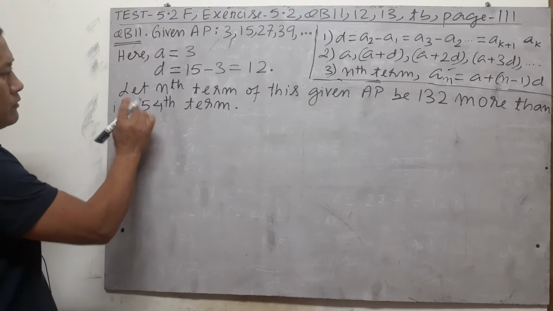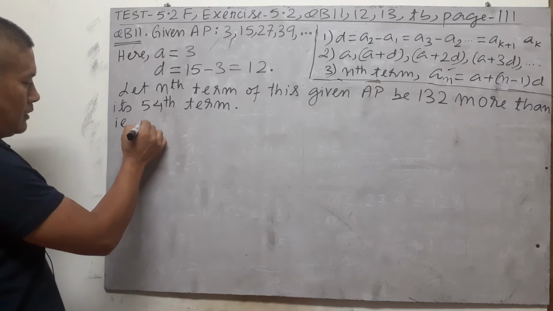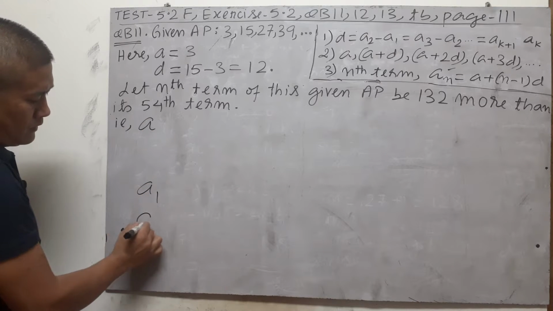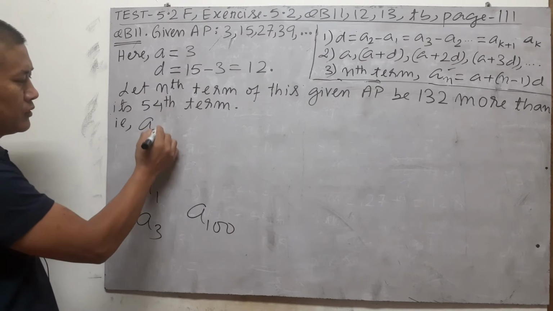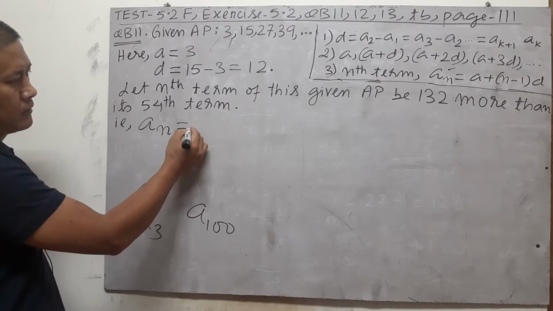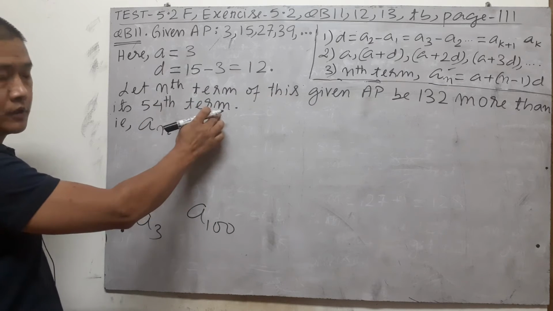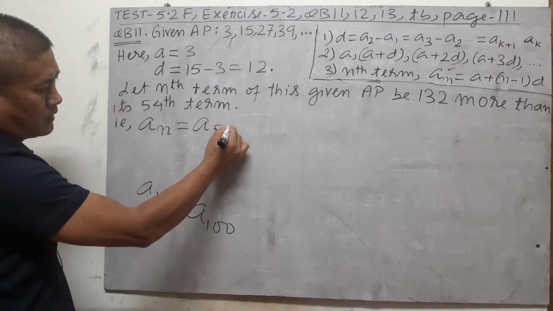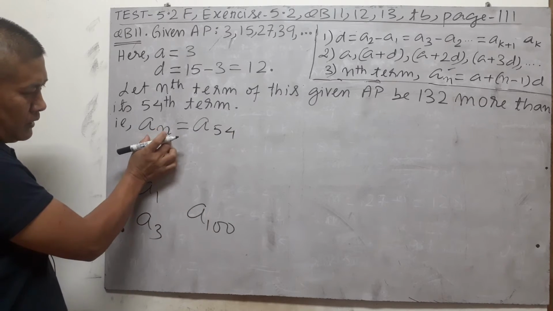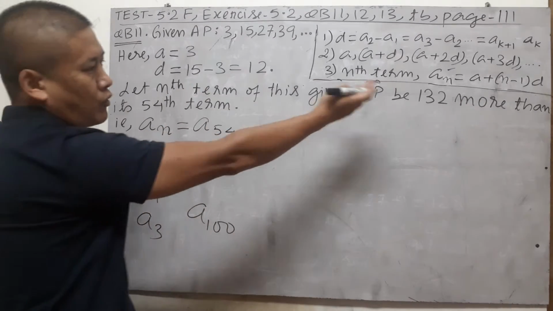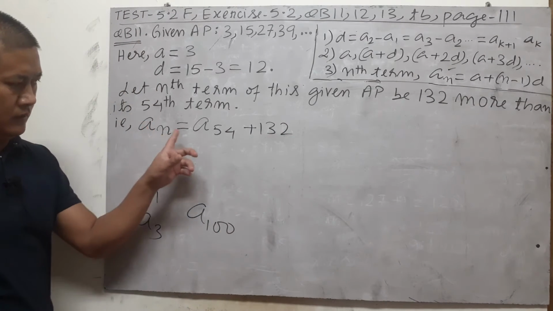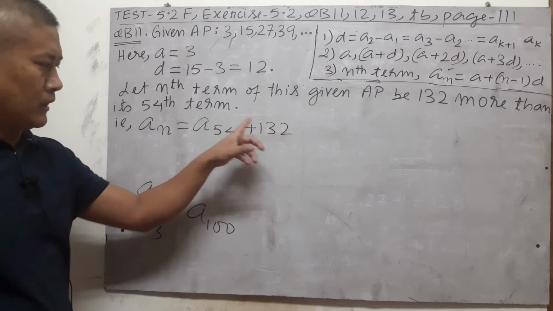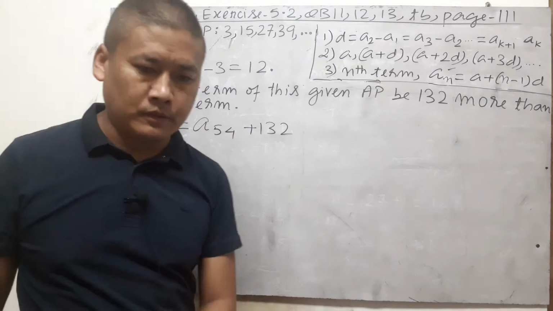In other words, this question statement is saying the first term is A1, third term is A3, 100th term is A100. So nth term will be AN, is 132 more than the 54th term, and the 54th term is A54. But this nth term is equal to 132 more. More means plus, so that's what it's saying. Nth term value is 132 more than its 54th term, right?